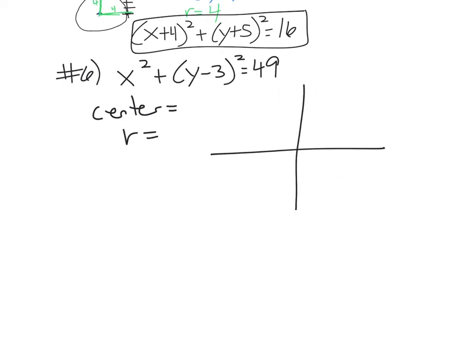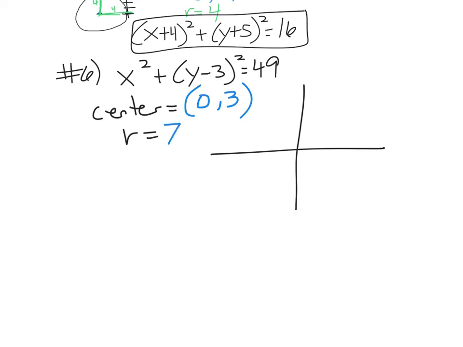Here we go. What's the center? What'd you get? Good, 0, 3. Perfect. See how there's nothing next to the x that might have scared you a little bit? It's just 0. 0, 3. And the radius is 7.